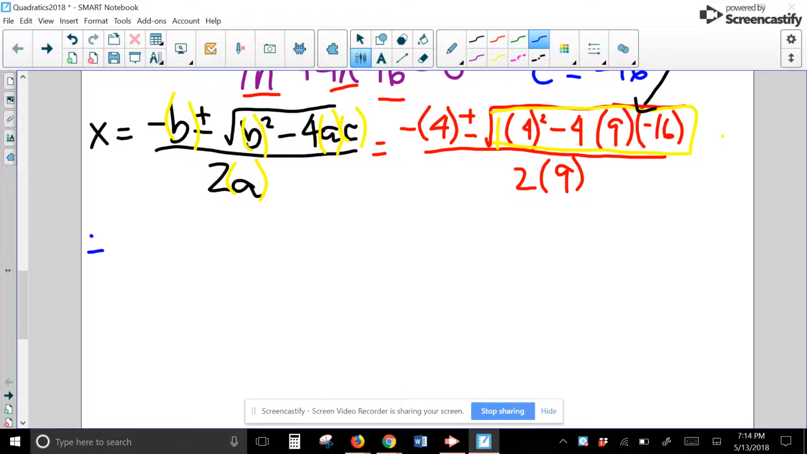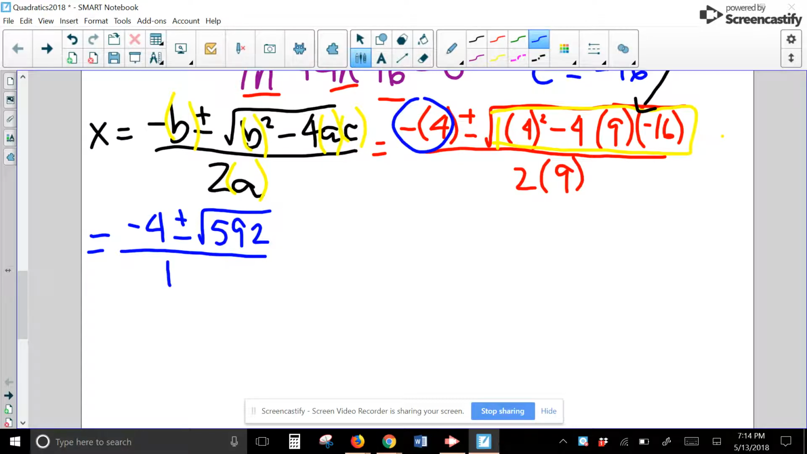So, cleaning this up a little bit, we have out front here just negative 4 plus or minus the square root of 592, all divided by 2 times 9, which is 18. So just like last time, we're going to put the square root of 592 in our calculator. And when you do that, you should notice that it does not come out as a pretty number. Whenever it does not come out as a pretty number, then we're going to have to simplify the radical.